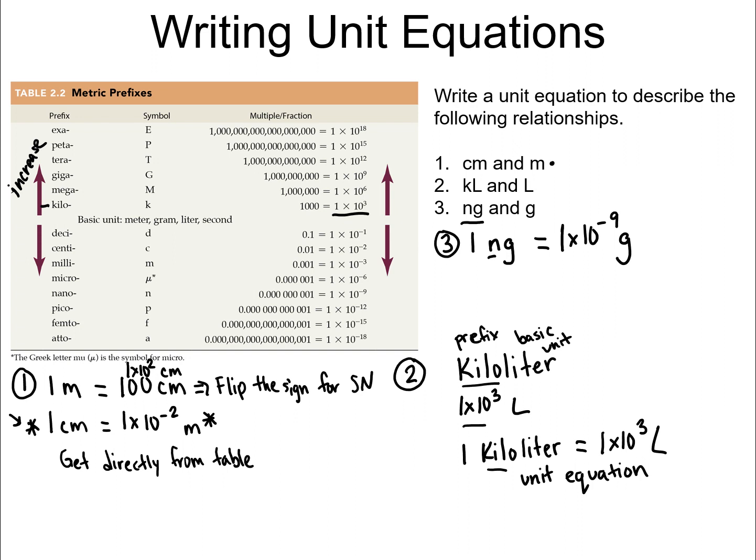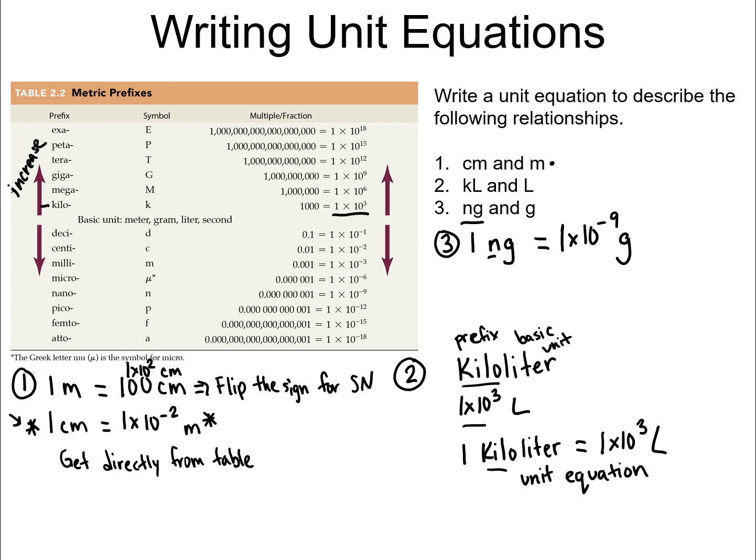So there's 2 ways to write each unit equation. The top way that I wrote for number 1, you're flipping the sign. So you're starting with 1 meter, which is the basic unit, and then you're flipping the sign to define the unit with the prefix. If you're not familiar with the metric system, that top way will be a little more confusing. If it doesn't make sense to you, throw it out.